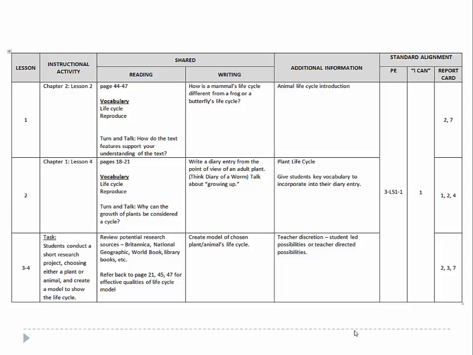Key components of the model should be the organism itself, birth, growth, reproduction, and death, and allow students to describe the relationship between these components. For instance, without birth, there is no growth. Without reproduction, there are no births.